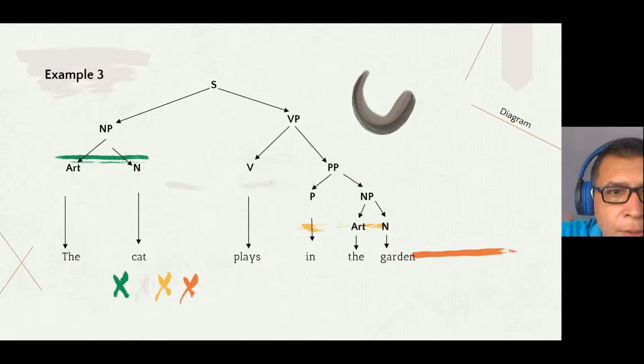Now we have another example, number 3. This sentence has a noun phrase with an article and a noun, the cat, and a verb phrase with a verb and a prepositional phrase because we have a preposition. The verb is plays and the preposition is in. This prepositional phrase has a noun phrase, and this one has an article and a noun, the garden. So the complete idea is the cat plays in the garden.